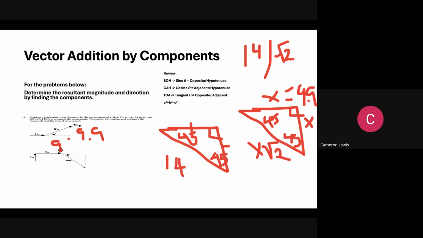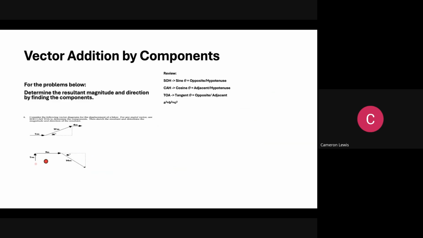I'm writing on the completely wrong one. I apologize. This is 9.9. And then this is 9.9. So now what do we do with that information, right? We add all the components together.